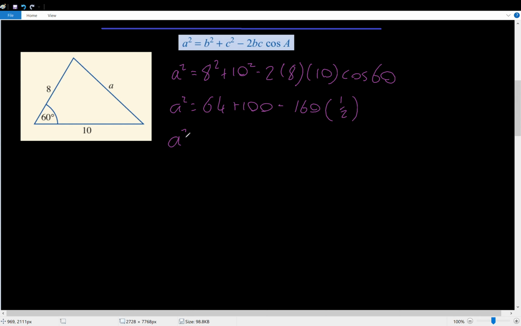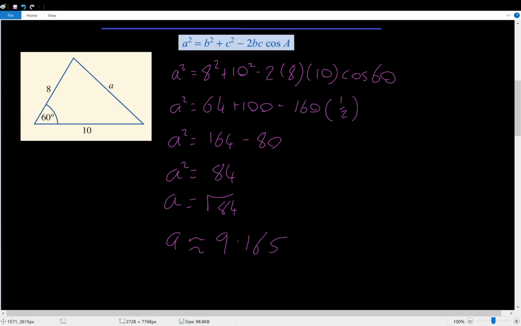So a squared is equal to 164 minus 80. So a squared is equal to 84, which means that a is going to be equal to the root of 84. So a is approximately equal to 9.165 in this case. So that's how we would use the cosine rule when we're given two sides and the included angle to find the measure of the third side in any given triangle.